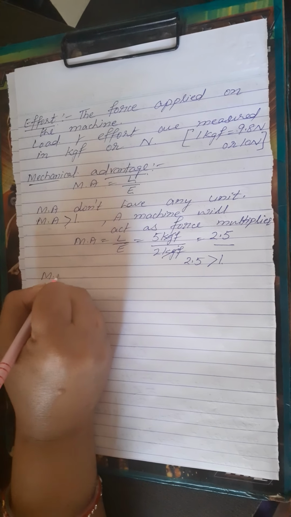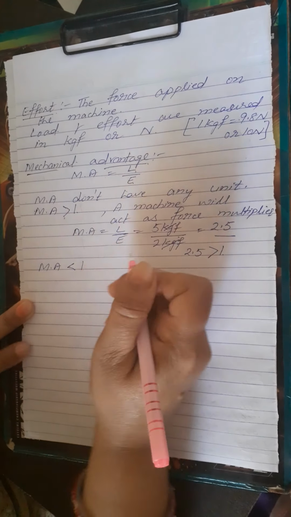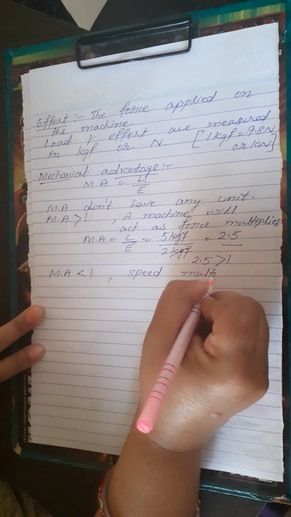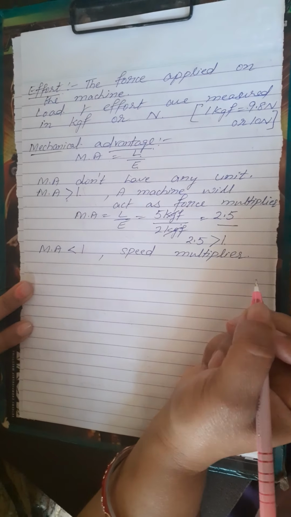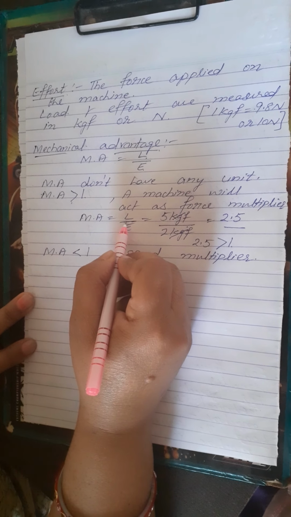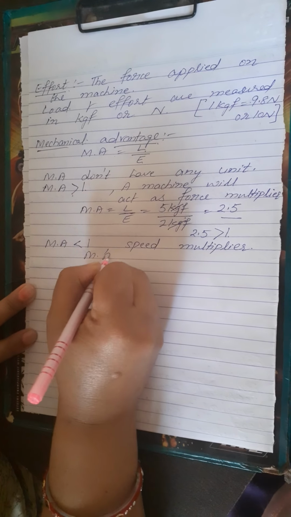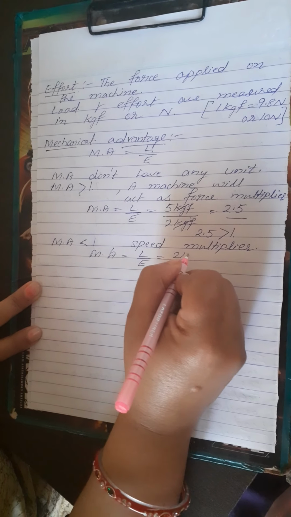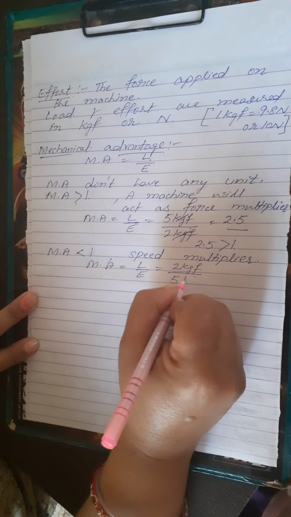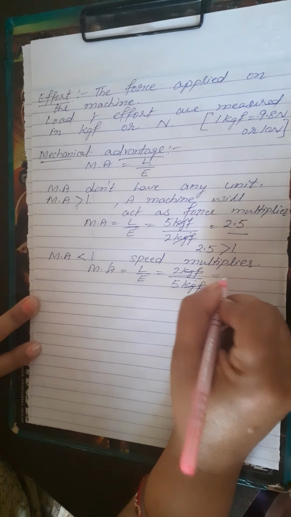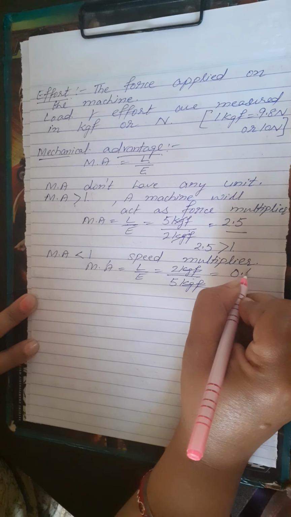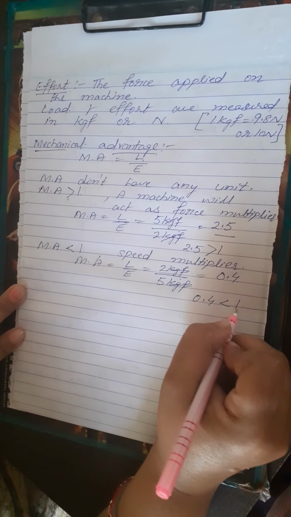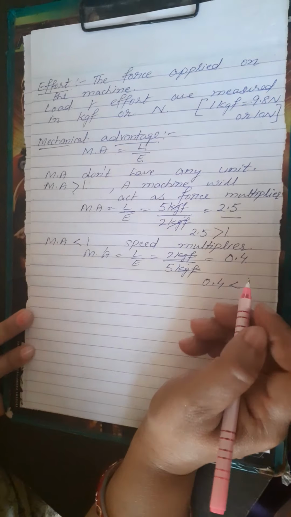And then if mechanical advantage is less than 1, then it will act as a speed multiplier, and for that the load must be smaller. Mechanical advantage is equal to load by effort. Let the load be 2 kgf and the effort 5 kgf. Now beta, your answer will be 0.4, which is less than 1. So in that case it will act as a speed multiplier.